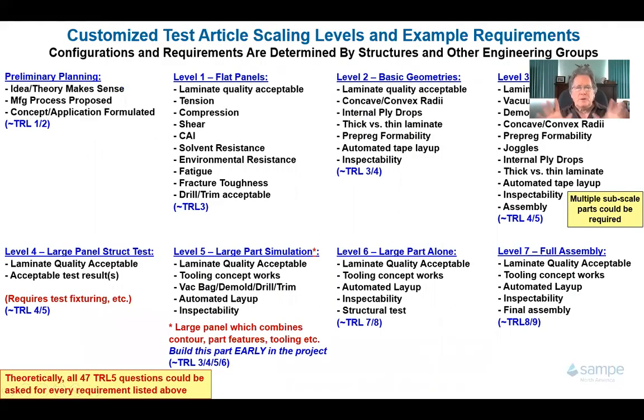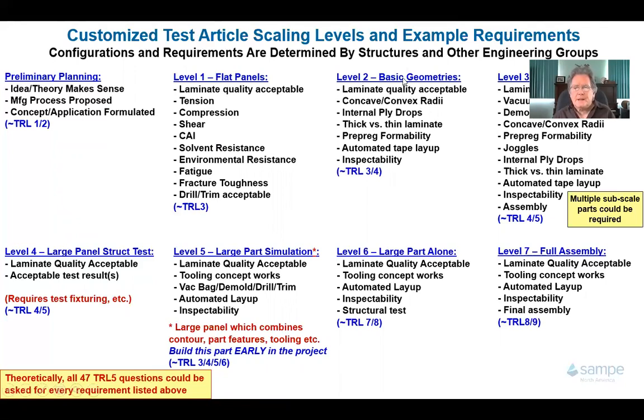So in creating the test article scaling levels, this chart illustrates examples of what the scaling levels are and what the requirements would be. My simplest test articles will be flat panels, and I will have a whole bunch of requirements that those flat panels have to beat. So I have to build them, test them, and they have to all pass 100% of these requirements. You have to pass 100%.